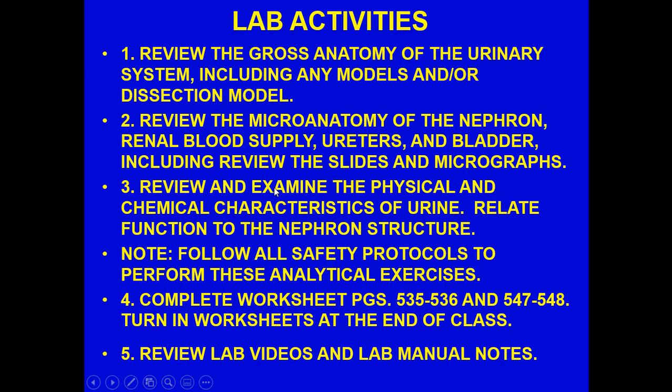Okay, now review the gross anatomy of the urinary system, including any models and or dissection model. And in this case, go over the models that you see in the text, as well as the models that you will see in some of the videos, etc. Review the microanatomy of the nephron, the renal blood supply, ureters, and bladder, including review the slides and the micrographs. Review and examine the physical and chemical characteristics of urine, relate the function to the nephron structure.